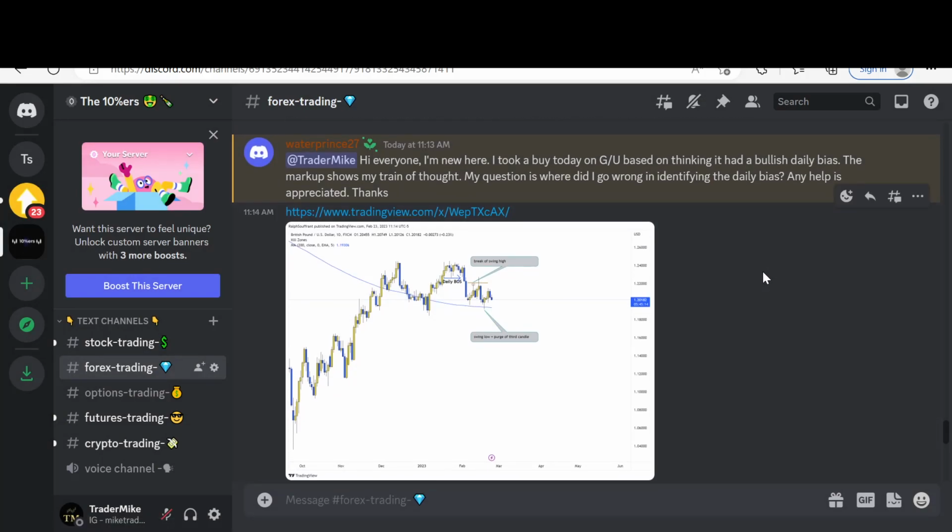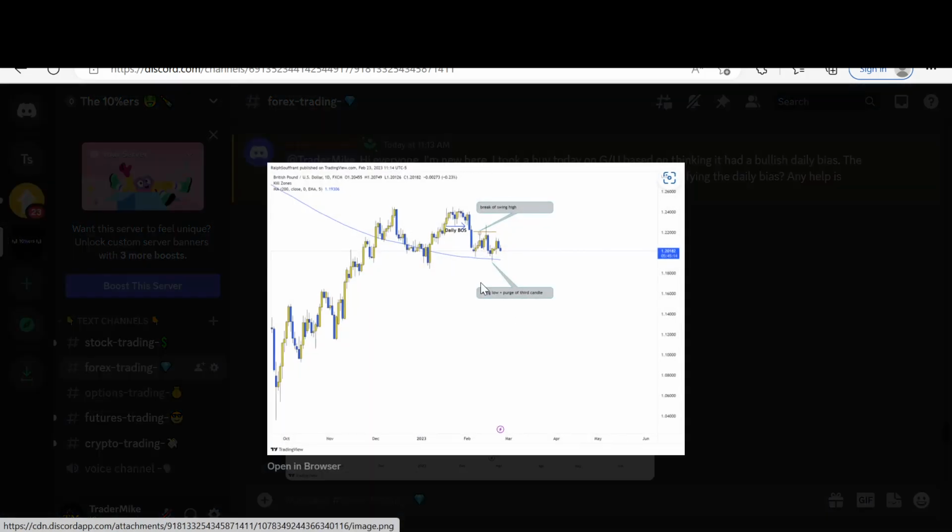Hi everyone, I'm new here. I took a buy today on GBP USD based on thinking it had a bullish daily bias. The markup shows my train of thought. My question is, where did I go wrong in identifying this daily bias? Any help appreciated, thanks. So let's take a look at this fella's chart.